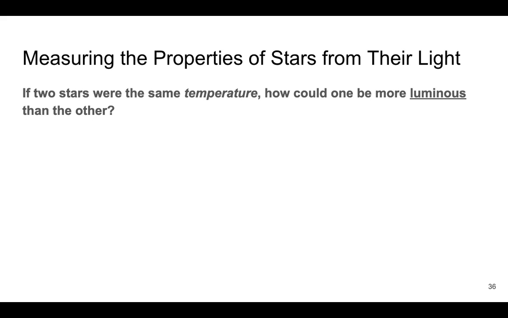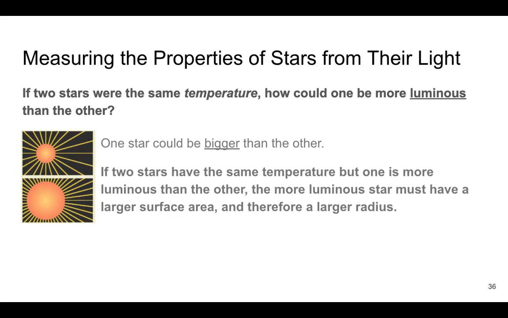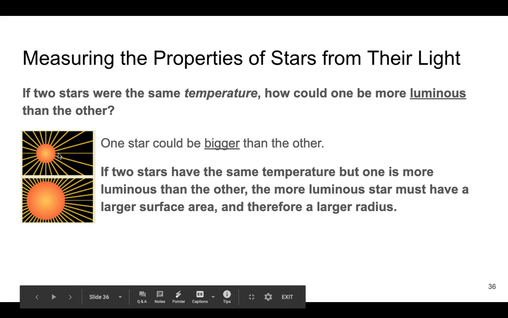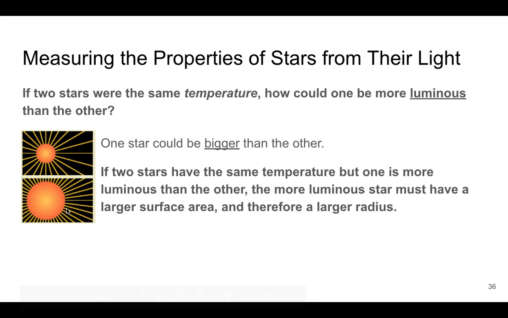So, what would make one of two stars that were the same temperature more luminous? One star would be more luminous if it were bigger. So here we've got two stars that are the same temperature, as indicated by they're both the same color of orange. And yet you see more lines coming off this one at the bottom. Well, it's bigger. It's got a bigger surface area, so it's putting out more light.